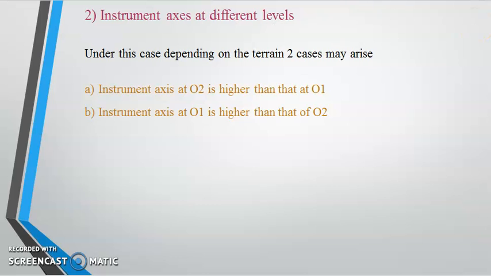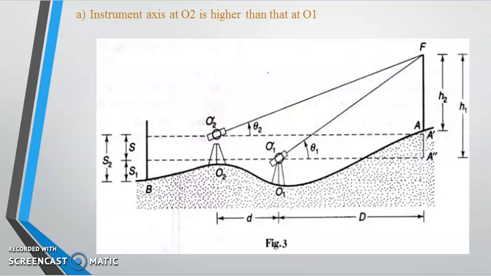So if you see the diagram, this will be more clear to you. When the instrument axis at O2 is higher than that of O1, so if you have an unequal terrain, you cannot keep both the instruments at the same axis. So this is the second case wherein the horizontal axis of O1 is different than the horizontal axis of instrument station O2.